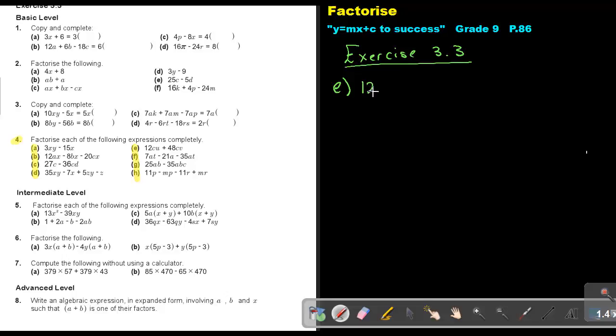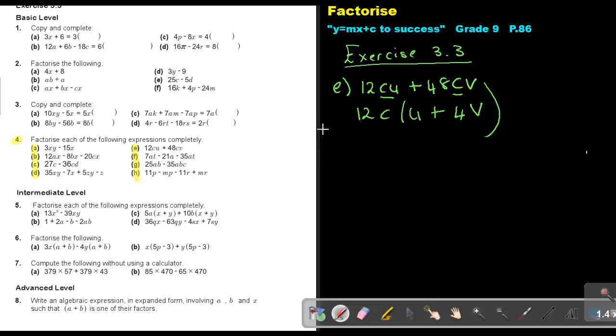Number E is 12CU plus 48CV. Now, if you look at this one, it's just two terms, so it can just be a common factor. And you know 12 can. So 12 is definitely your highest number that can divide. And then there's a C. So it will be 12C. And if you divide, this cancels, and you will be left with U. And 48 divided by 12, that will be 4. And the C's cancel, so V will be left. Okay.